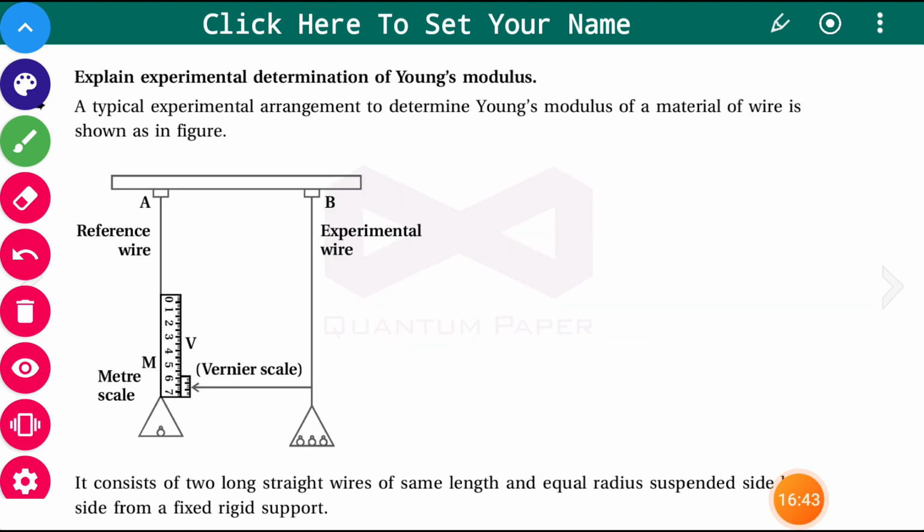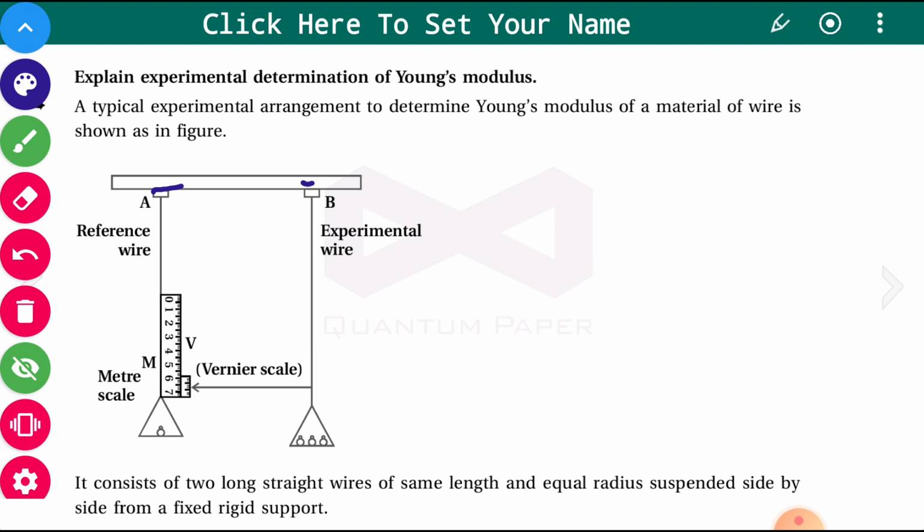Now this is the experiment to determine the Young's modulus. There is a reference wire and there is another experimental wire. They are both kept parallel and they are hung by the rigid supports A and B.